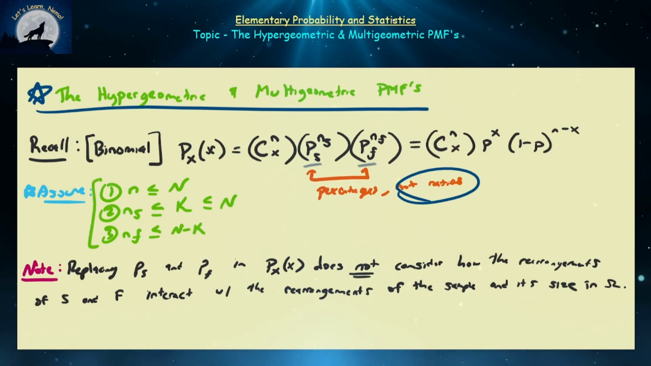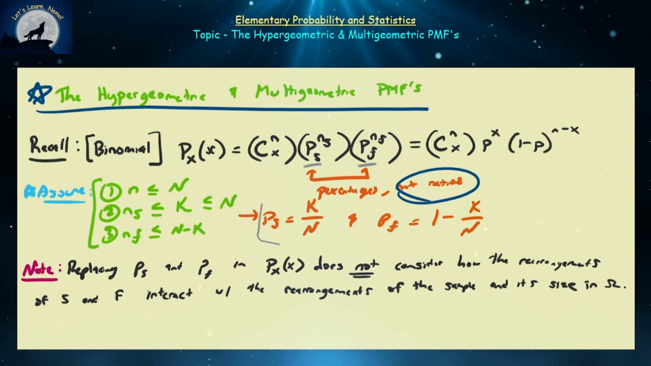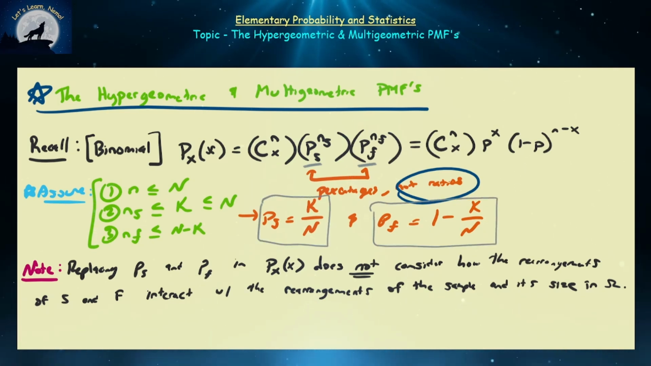So, using these particular objects, what is the probability of success? The probability of success is equal to the number of successes divided by our population size N, and the probability of failure is equal to its complement, 1 minus K over N. So PS equals K over N, PF equals 1 minus K over N. Therefore, can we just replace PS and PF in the binomial and multinomial probability mass functions to get a more precise answer? The answer is no.